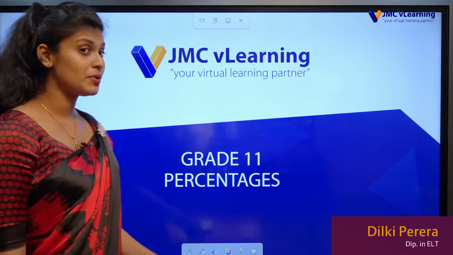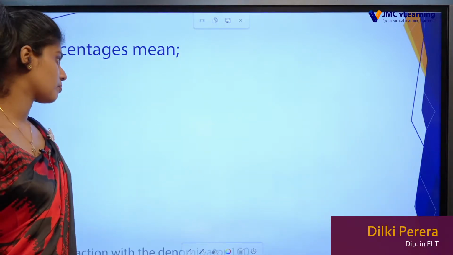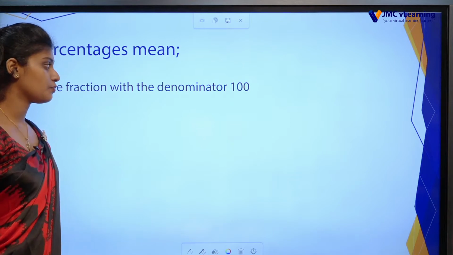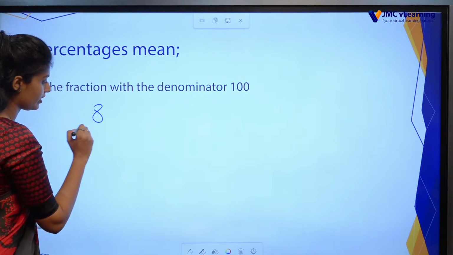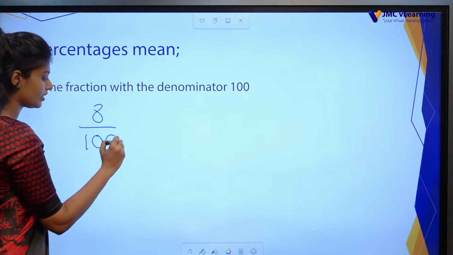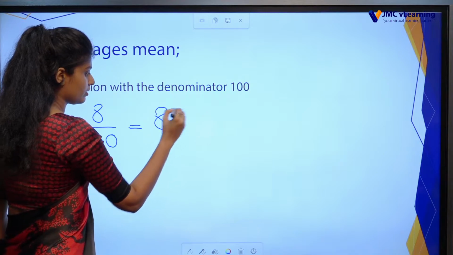Welcome to JMC We Learning. Today our lesson is percentages. What is the meaning of percentages? The fraction with the denominator 100. Then 8 over 100, how can you write this as a percentage? It's 8%.